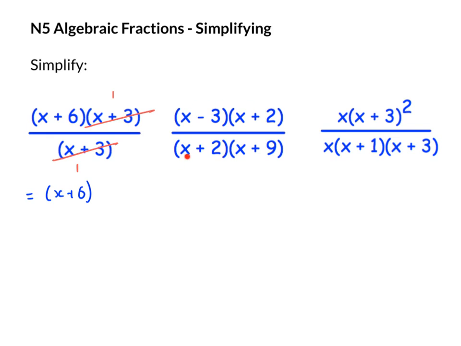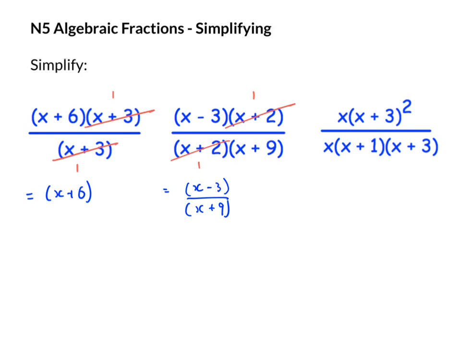The next one. We've got a common factor of x plus 2 on the top and bottom. So I can divide the top by x plus 2 and divide the bottom by x plus 2, changing those factors to 1. So this will give me x minus 3 on the top, x plus 9 on the bottom, because we've got 1 times the top factor, 1 times that bottom factor.